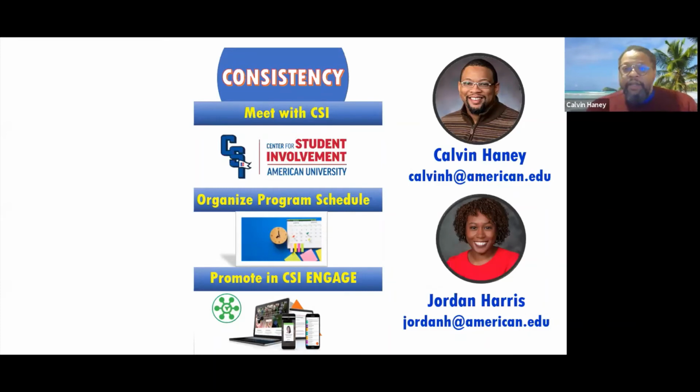So the first step in consistency is, as you've come together with an idea, is to meet with the Center for Student Involvement. As you can see to the right of this consistency area here is the contact and name for both Jordan and myself, where you can send an email to reach out and connect and begin to think about or share the plans that you're thinking about with your small team.